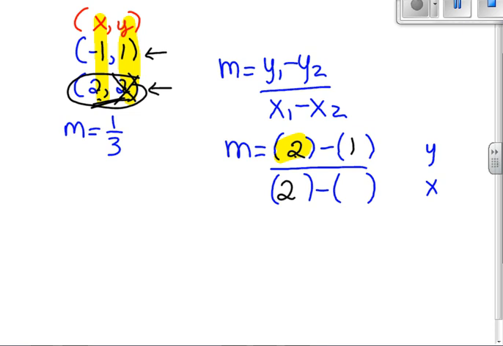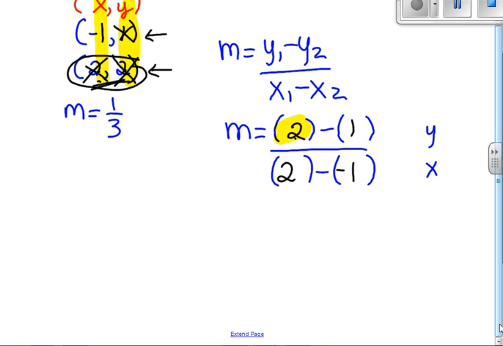What's the only number left? Corey, what's the only number left? No, we used the 2, we used the 1, we used this 2, and what's left? -1. If you have to cross them out, cross them out. I don't care. Just don't obliterate it so you can't read it.